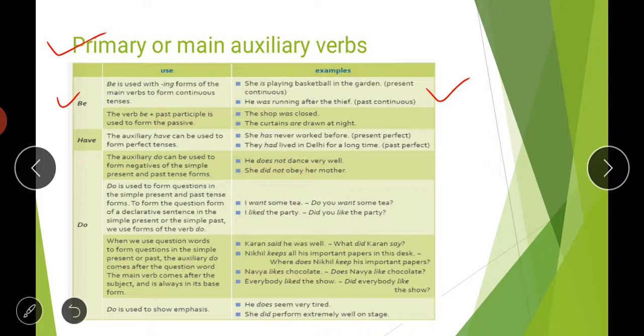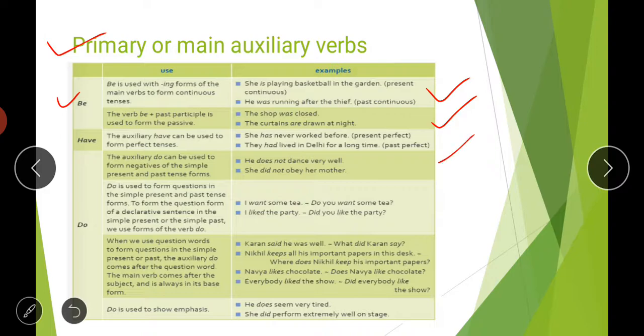The shop was closed, the curtains are drawn at night. So like this. Then comes "have". The auxiliary verb have can be used to form perfect tenses. Has, have: so she has never worked before, present perfect. Then they had lived in Delhi for a long time. This is your past perfect.